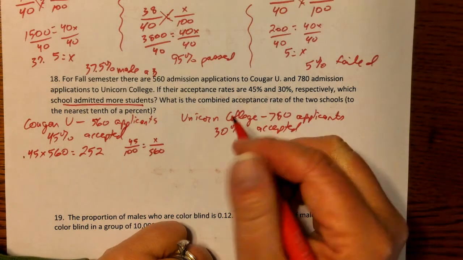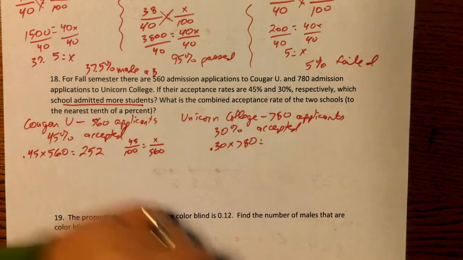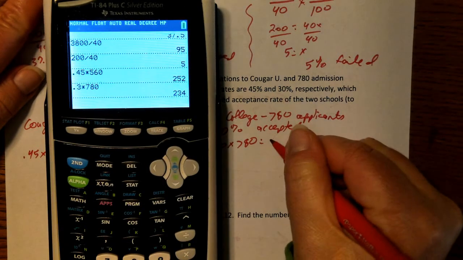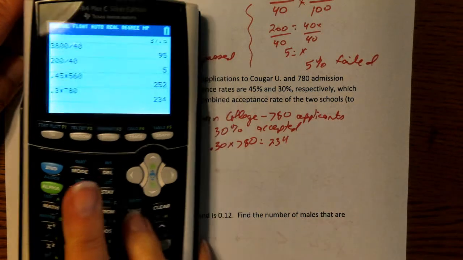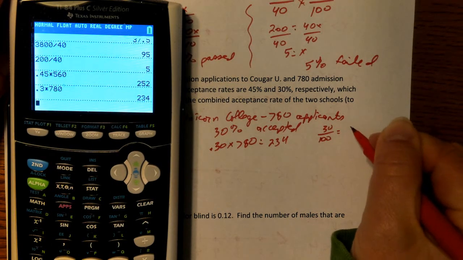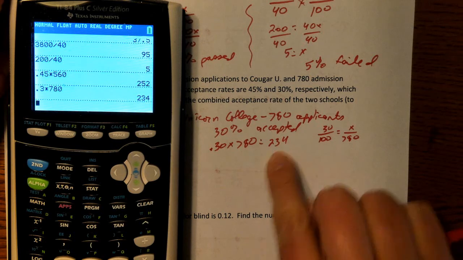At Unicorn College, 0.30 times 780 is 234. If you went the proportion route, you would say 30 out of 100 equals X out of 780. How many out of the whole 780 got in? And when you solve that proportion, you would still get 234.